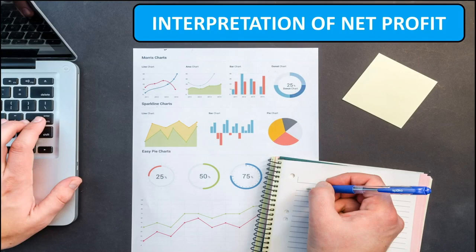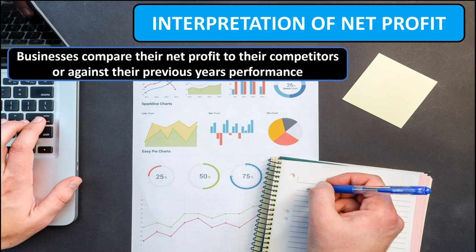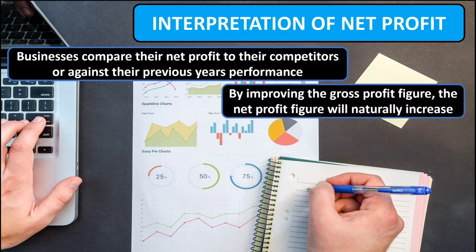Just like gross profit, to interpret the net profit, a business will typically do one of two things. They can compare their net profit to their competitors, or compare their net profit against their previous year's performance. By improving the gross profit figure, the net profit figure will naturally increase. And a key point to acknowledge is that the net profit will always be lower than the gross profit. This is because it is at the bottom of the business's income statement and therefore has to also deduct the operating costs and overheads from their sales revenue.